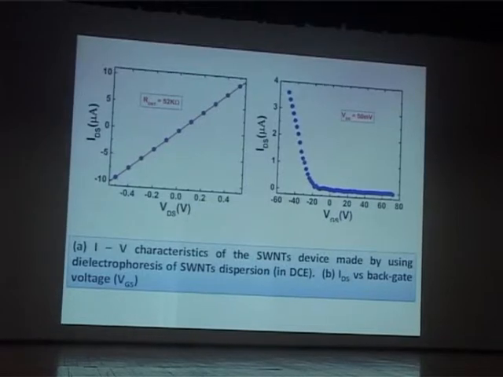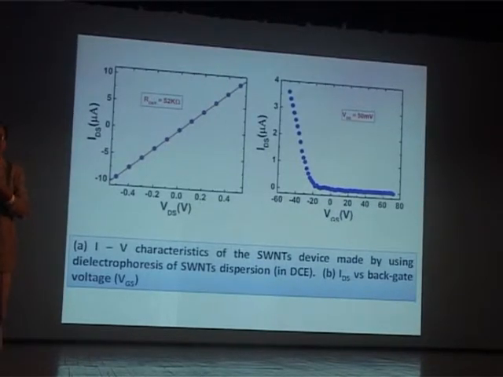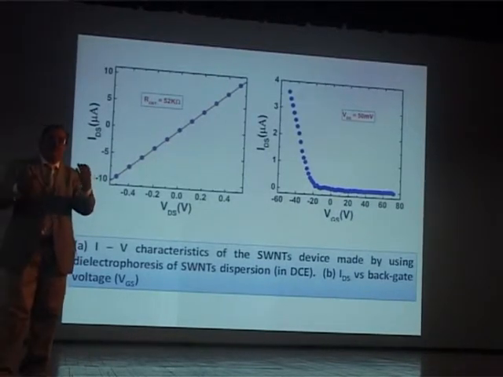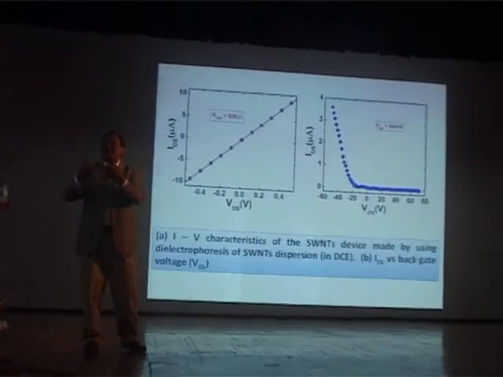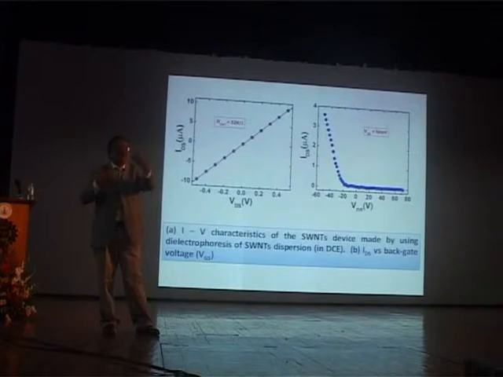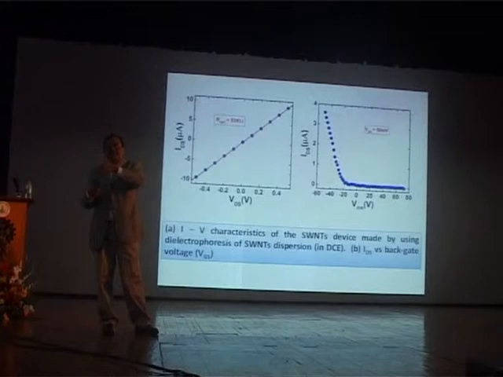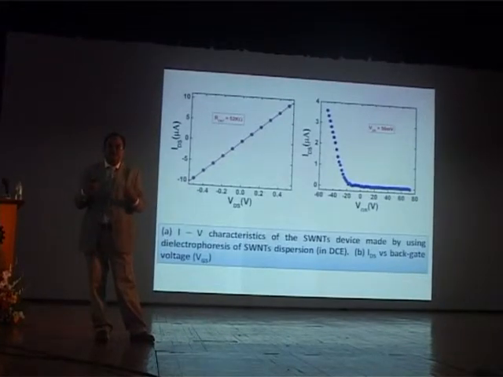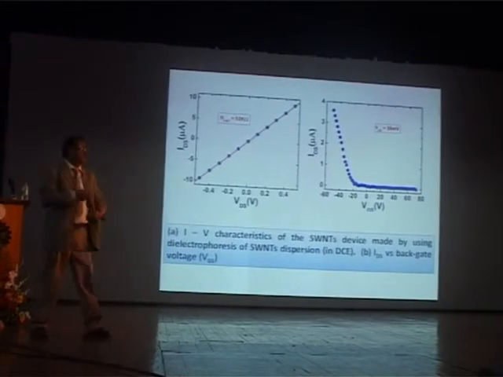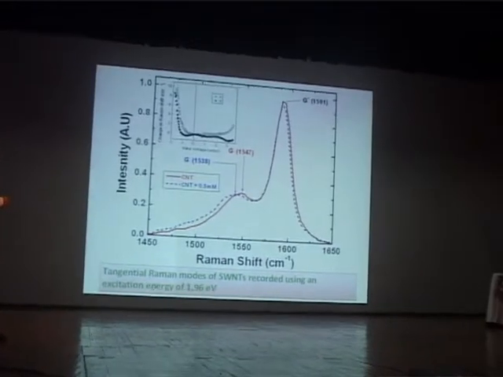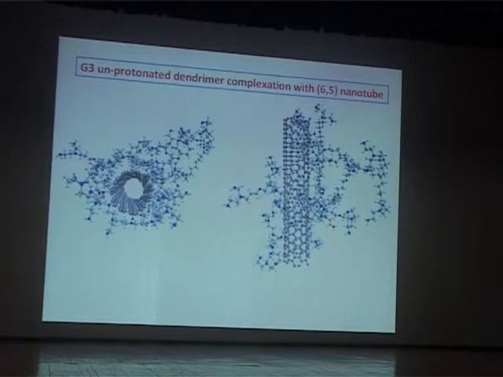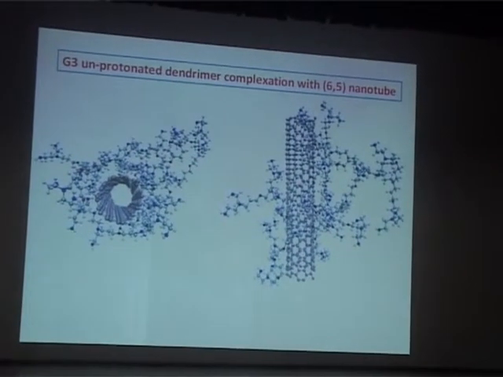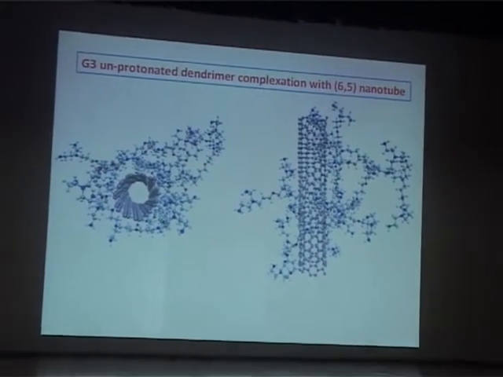And another signature is the nanotube getting affected. Here we show that the nanotube resistance, if you make a device, changes very drastically when you put a dendrimer. So again, the nanotubes change, and the dendrimers change because the fluorescence is getting quenched. Also, we do Raman to show the shifts in the phonon frequencies, and the computer simulation exactly tells how the dendrimers are interacting with nanotubes.